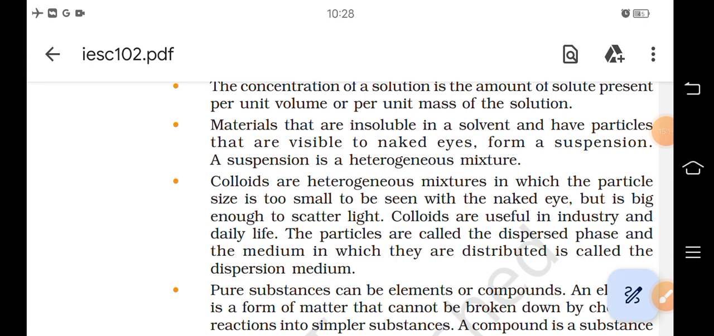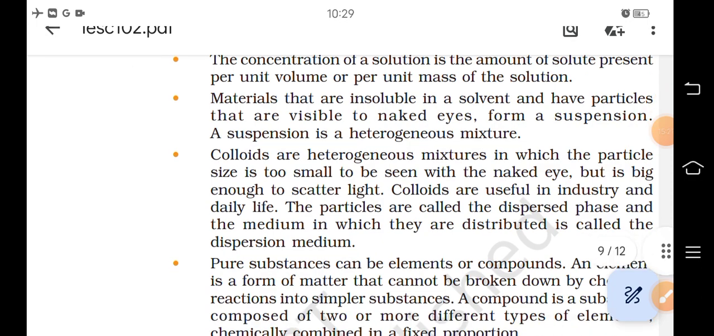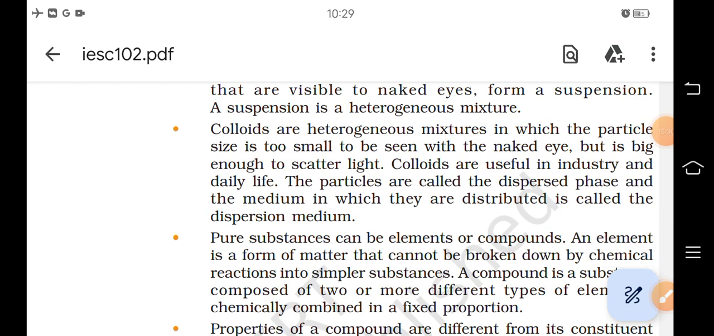Materials that are insoluble in a solvent and have particles that are visible to the naked eye form a suspension. A suspension is a heterogeneous mixture. Colloids are heterogeneous mixtures in which the particle size is too small to be seen with the naked eye but big enough to scatter light. Colloids are useful in industry and daily life. The particles are called the dispersed phase, and the medium in which they are distributed is called the dispersion medium.